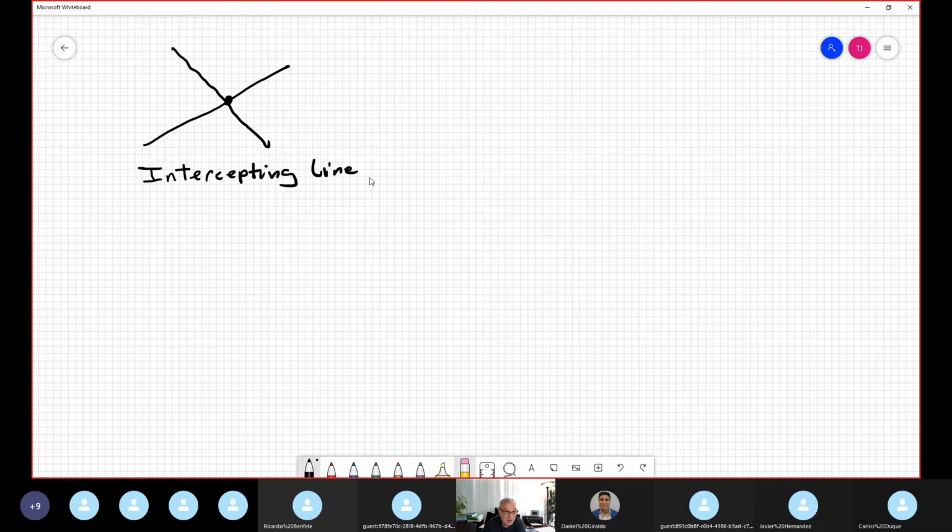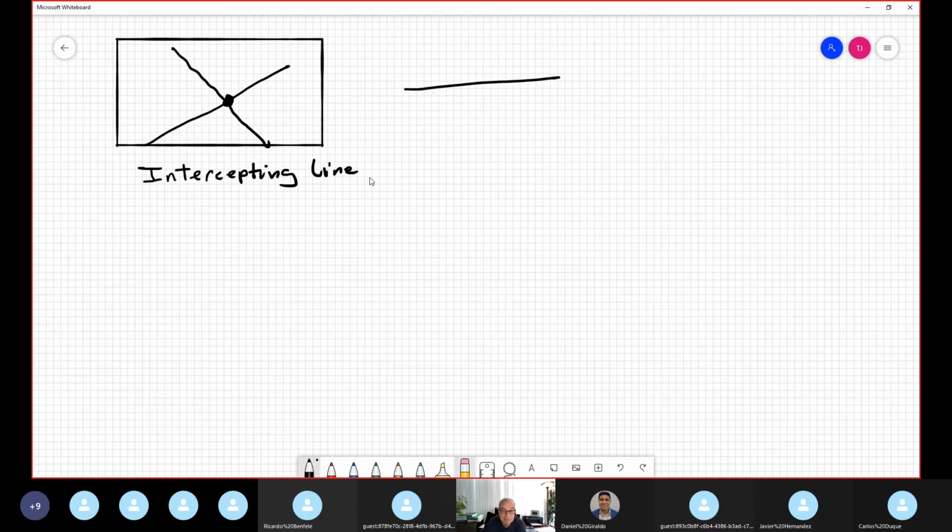What does that mean? Both lines lie in the same plane. Remember, we are talking about 3D, and they have a common point. It's an intersecting line. But it is obvious that if they don't lie in the same plane, there is no common point. Okay, we have parallel lines.